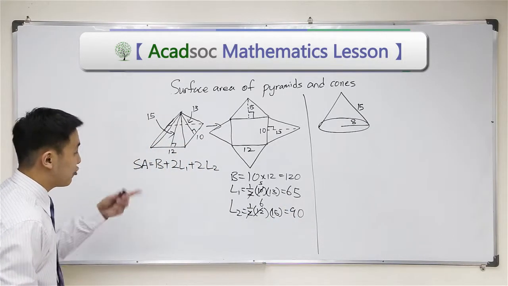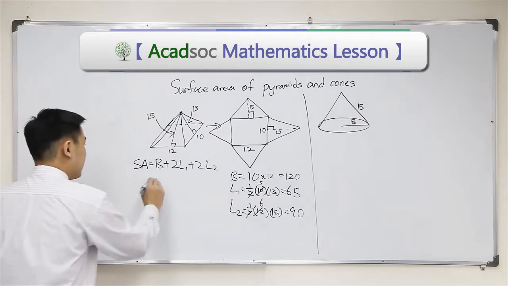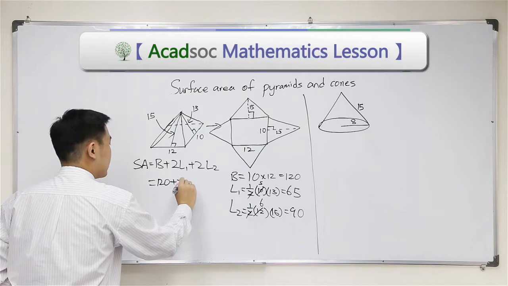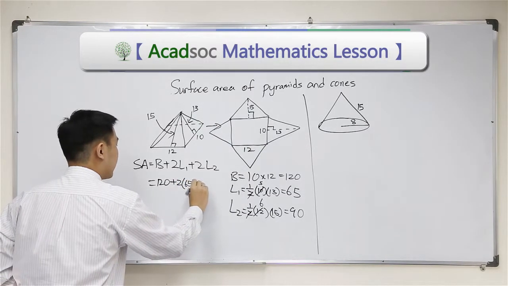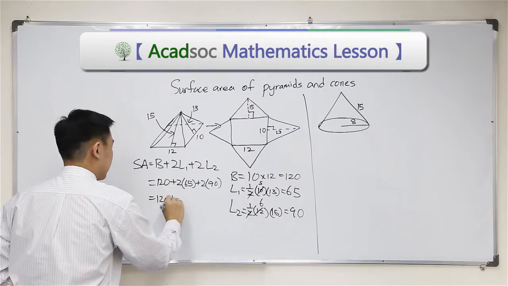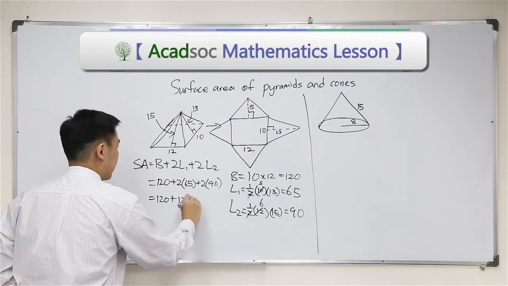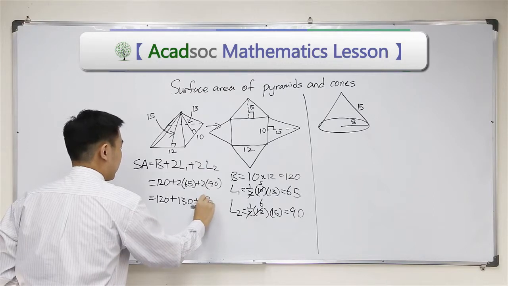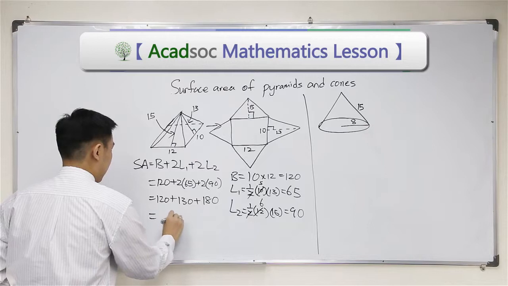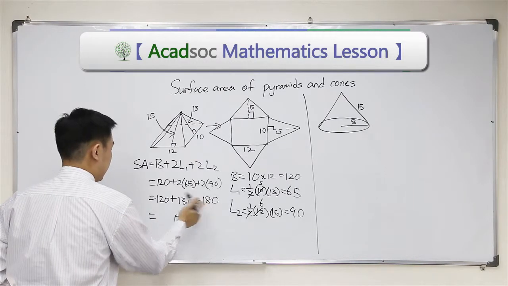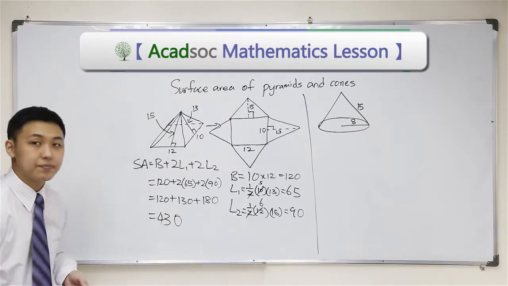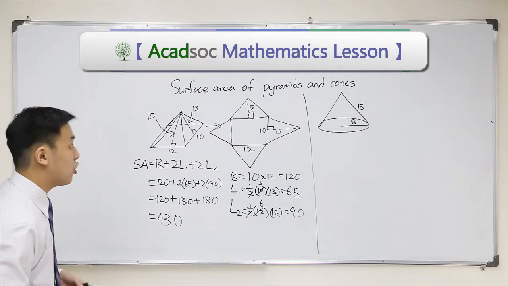So now that we have all the relevant numbers, let's just substitute. So we have the base area, which is 120, plus twice of lateral 1 and twice of lateral 2. So let's calculate. 65 times 2, 130. 90 times 2, 180. So let's add this up. So we have 120 plus 130 plus 180, and we get 430.